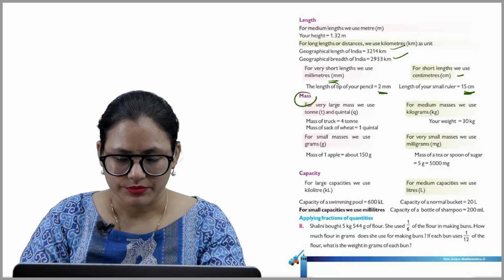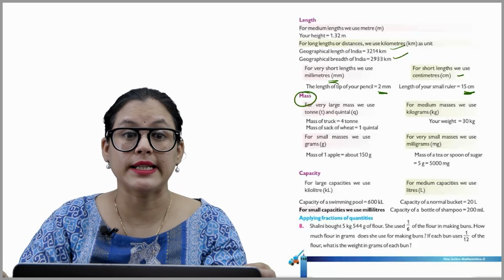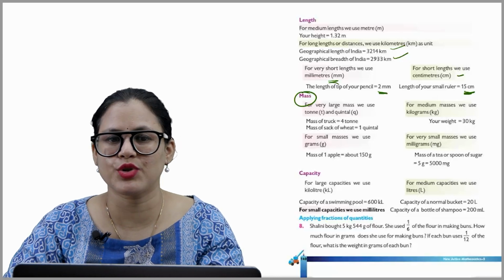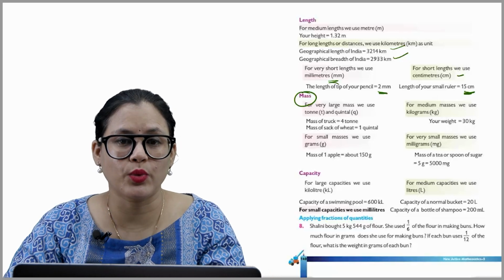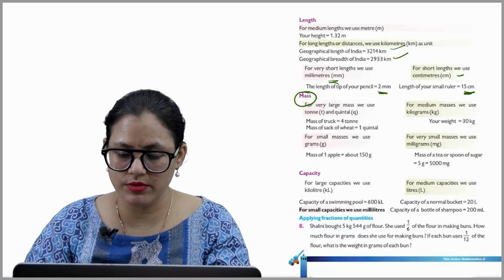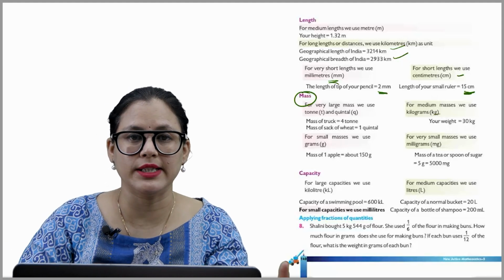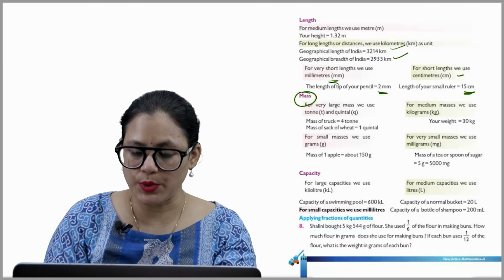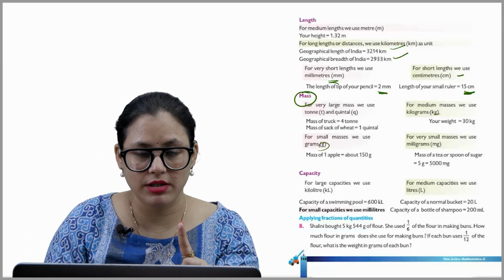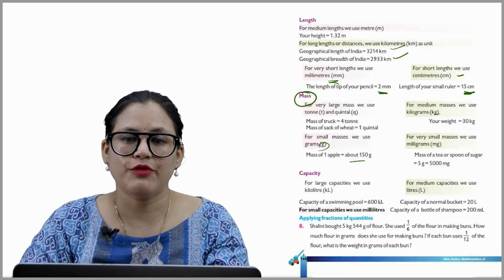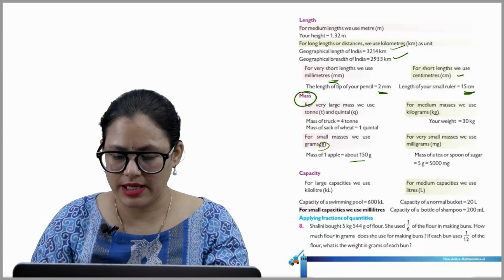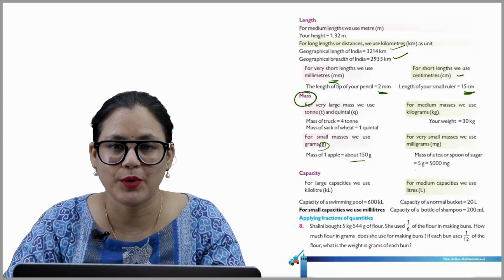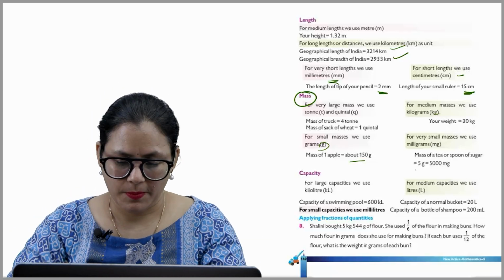Mass. For very large mass, we use ton and quintal. Like mass of a truck is 4 ton, mass of a sack of wheat is equal to 1 quintal. For medium masses, we use kilograms, like your weight is equal to 30 kilogram or 40 kilogram or 35 kilogram, right? For small masses, we use grams, like mass of 1 apple is about 150 gram. And for very small masses, we use milligrams, like mass of a teaspoon of sugar is 5 gram or 5,000 milligram.